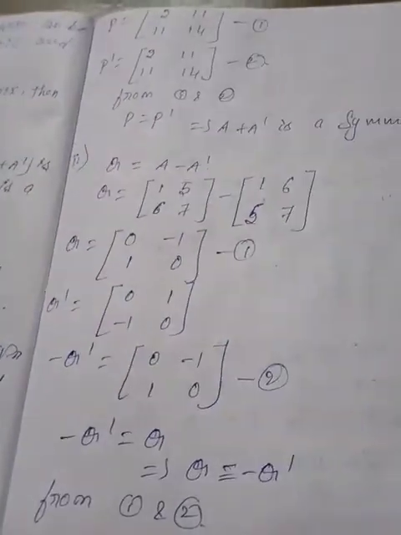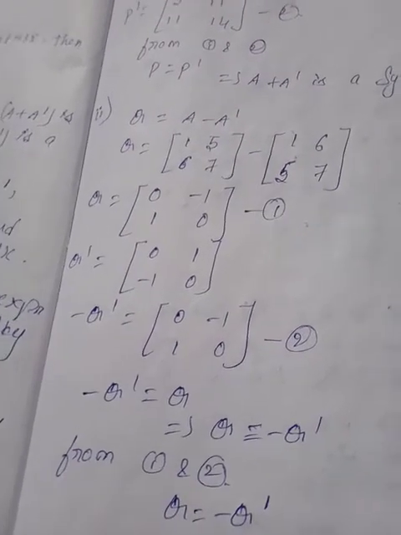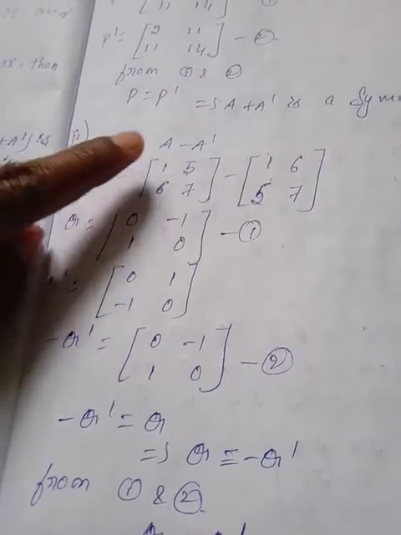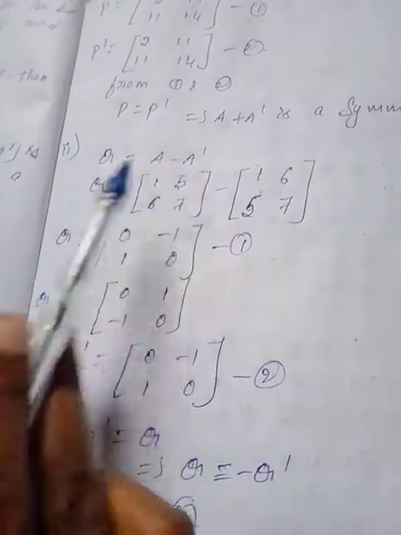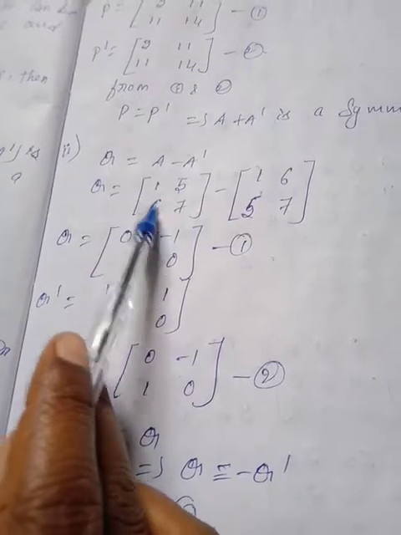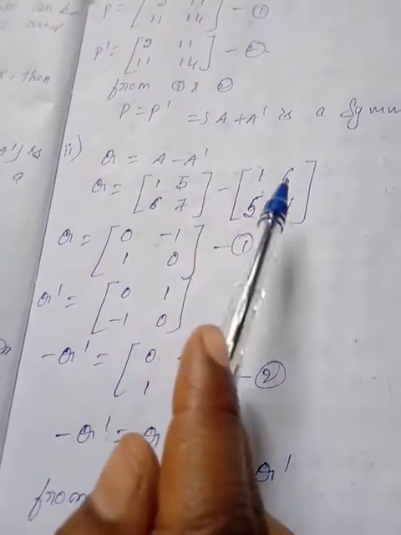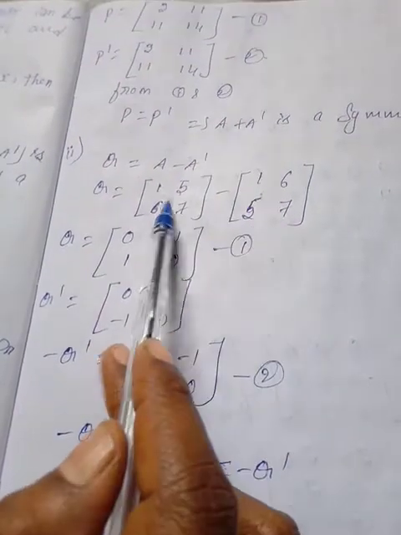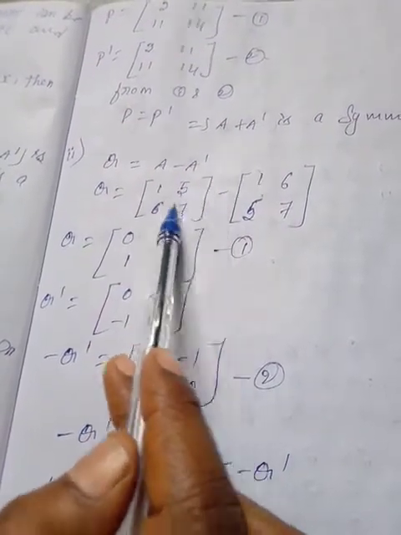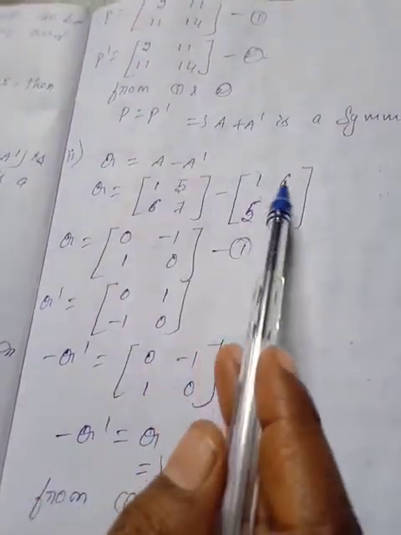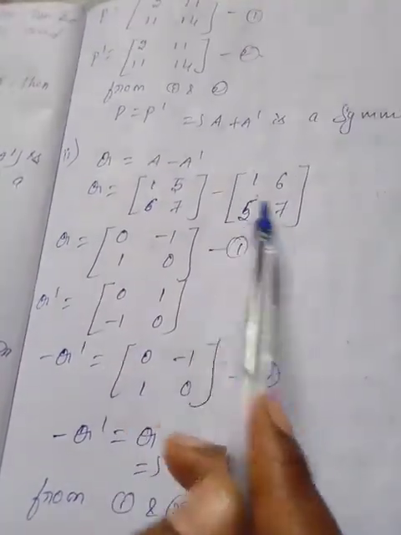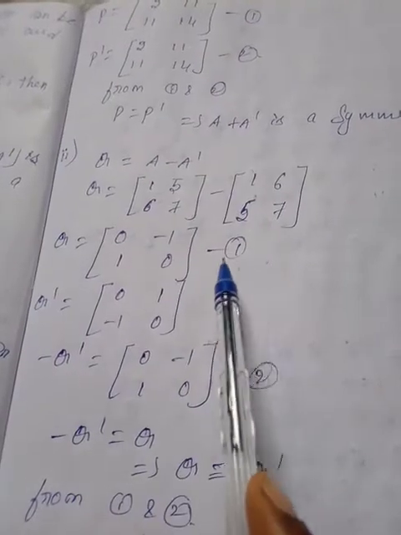In the same way, for the second subquestion we need to prove the skew symmetric matrix. That is, take some Q is equal to A minus A transpose. Q is equal to this A value minus the A transpose value. In the place of A transpose, substitute the A transpose value. In between, a negative sign is there. So I subtract these two matrices: 1 minus 1, 0; 5 minus 6, minus 1; 6 minus 5, 1; 7 minus 7, 0. Call this equation 1.